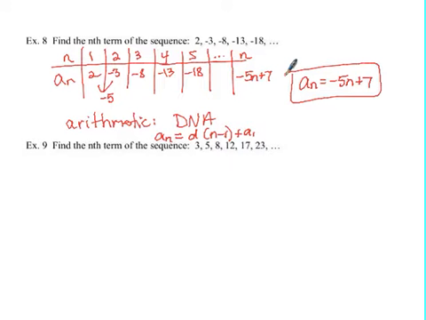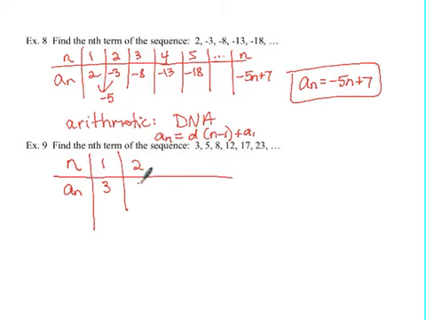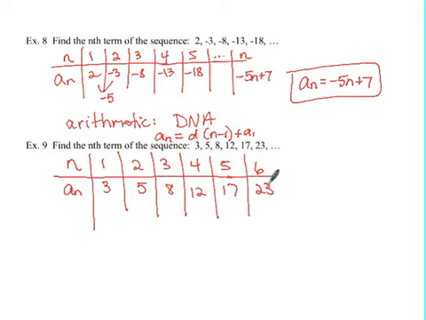Okay, how about number 9? It says, my first term is 3. My second term is 5. My third term is 8. The fourth term is 12. The fifth term is 17. The sixth term is 23. Okay?